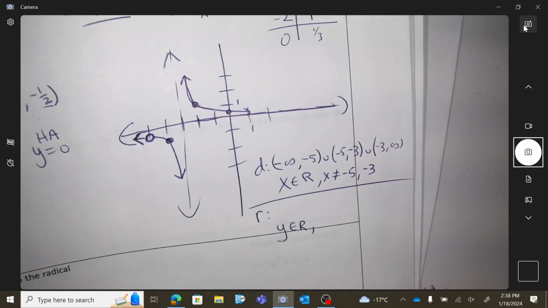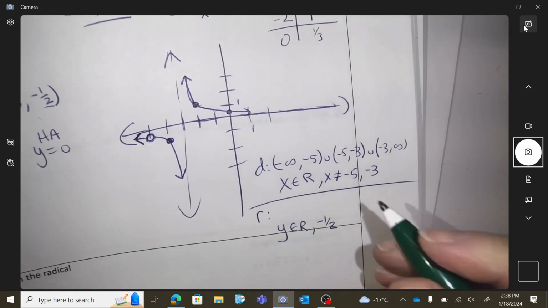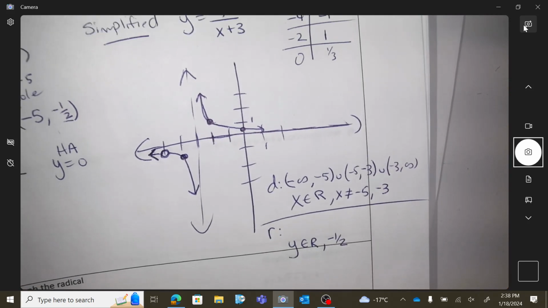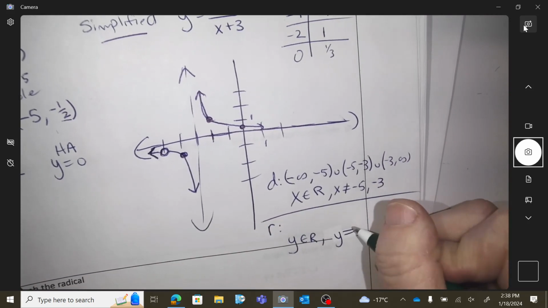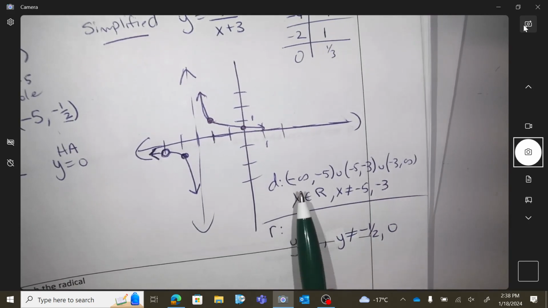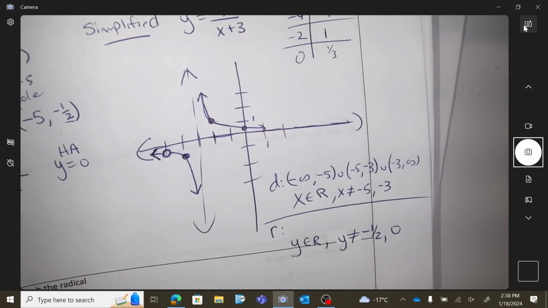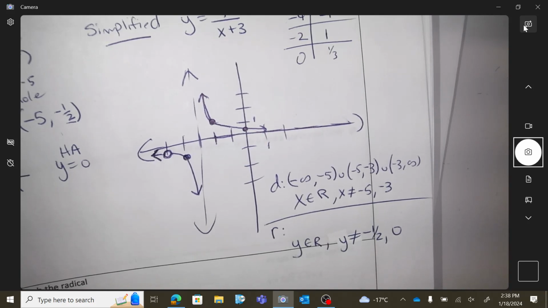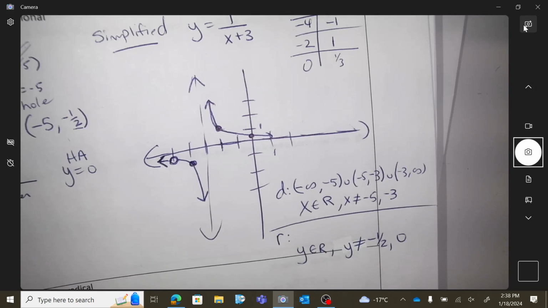And the range, I'm going to just write it like this. What are the things I need to skip over on heights? -2. -1/2. Y can't be -1/2 or 0. So then, if you wanted to write it like that, same thing, go to -1/2, skip, -1/2 to 0, skip. Okay, that's it with rationals. Those are the big ideas.